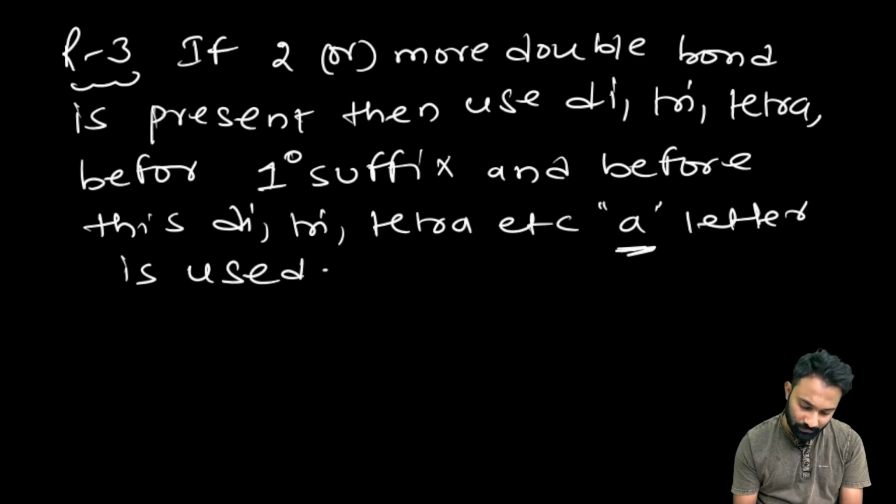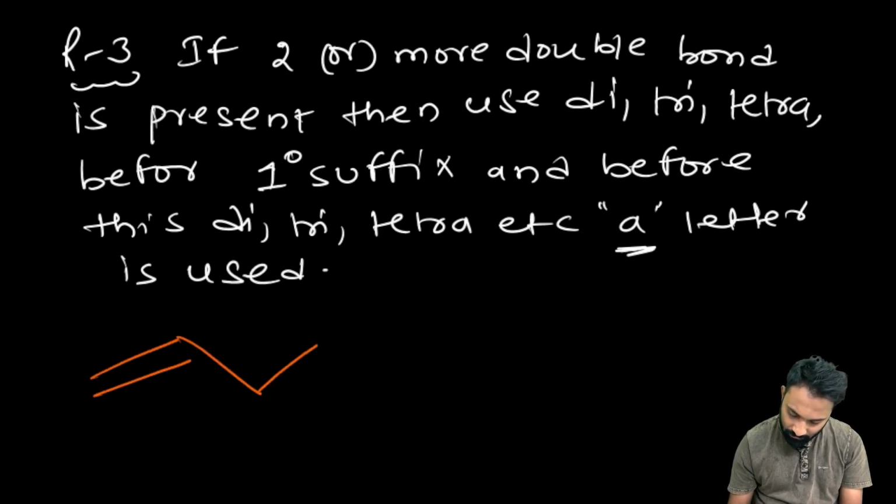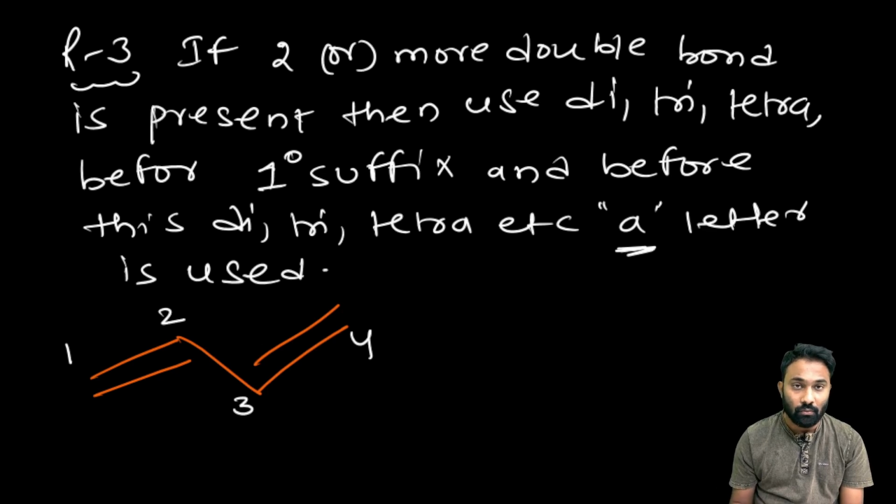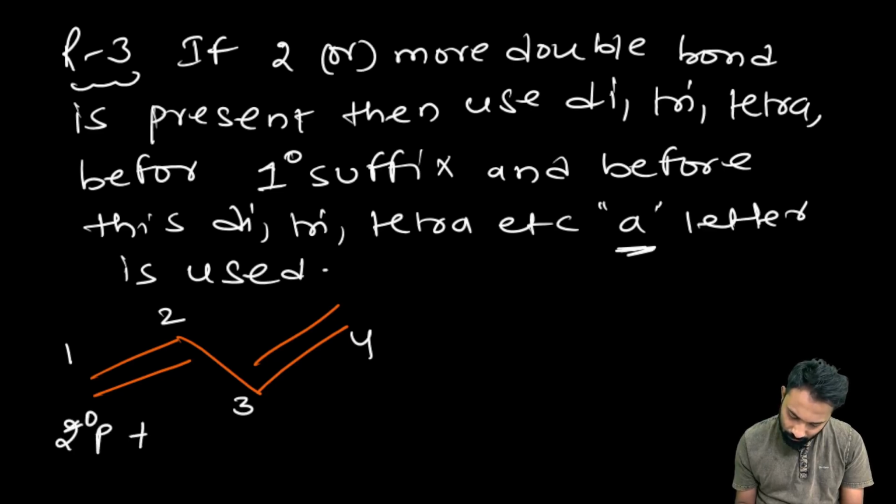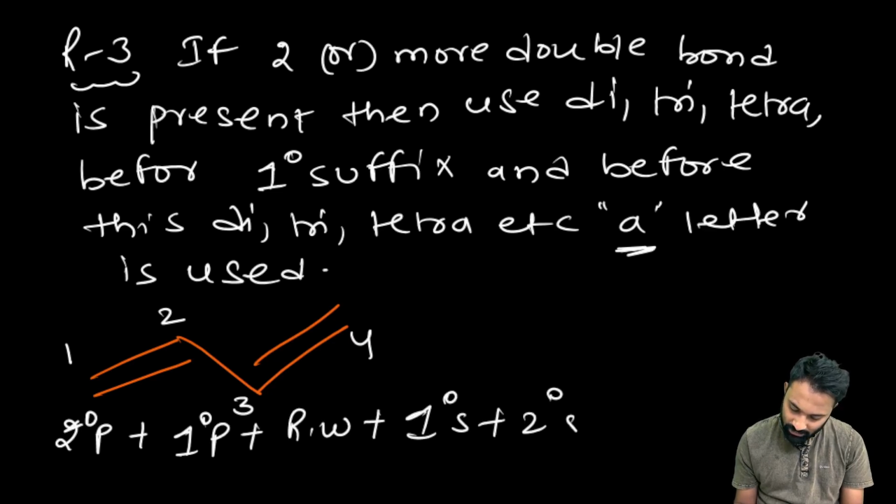So what does it mean? Clear? Suppose they have given this compound. If you start the numbering from here, 1 and 2, 3 and 4, from anywhere you can start the numbering. So if I start the numbering from here 1, here 2, here 3, here 4. Now here 2 double bonds are there, right? Now write the IUPAC formula. What is the IUPAC formula? 2 degree prefix plus 1 degree prefix plus root word plus 1 degree suffix plus 2 degree suffix.